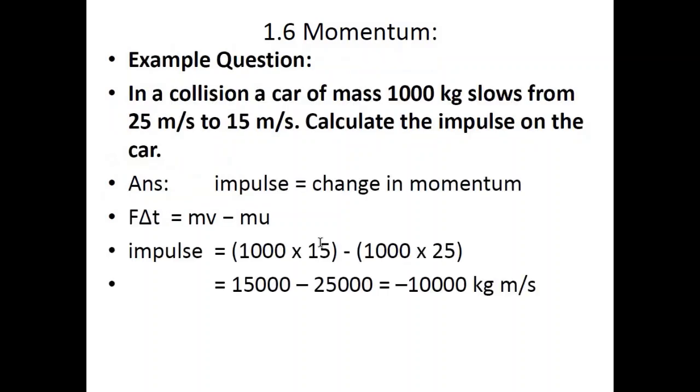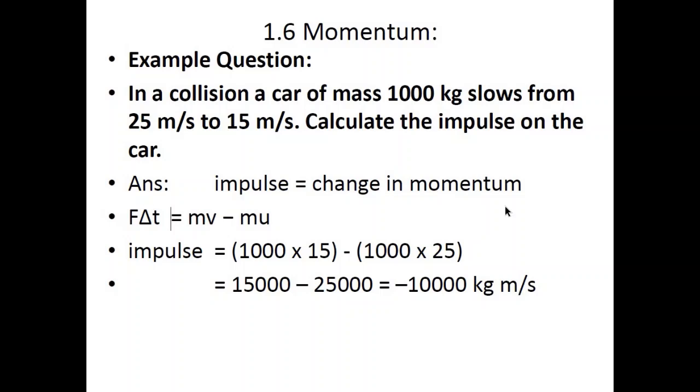Now here's an example question. In a collision, a car of mass 1000 kg slows down from 25 meters per second to 15 meters per second. Calculate the impulse on the car. Now simply we know that impulse is equal to change in momentum, hence we apply the formula F delta T equals mv minus mu. Since we do not know the time, we do not know the force, hence we cannot use F delta T directly.